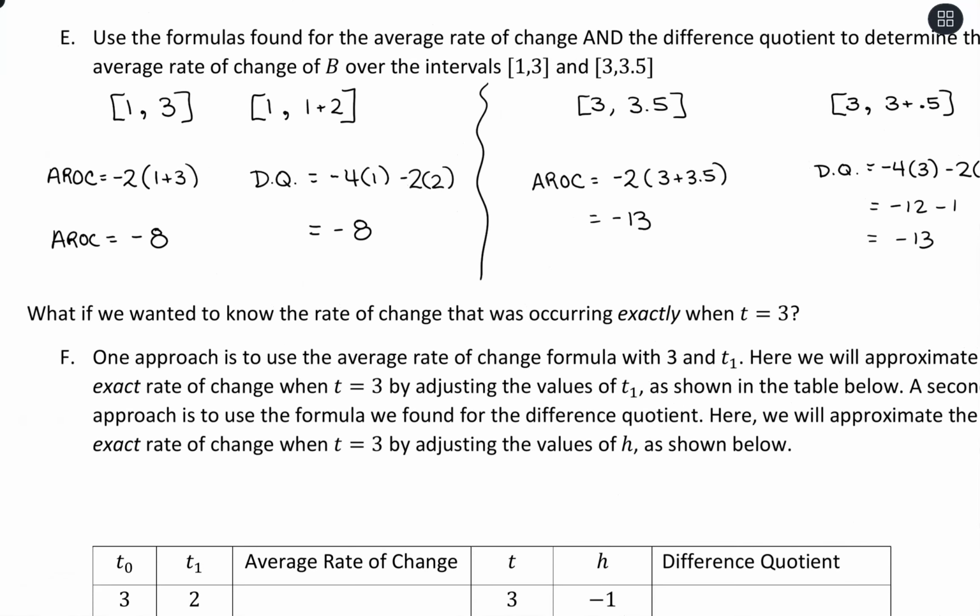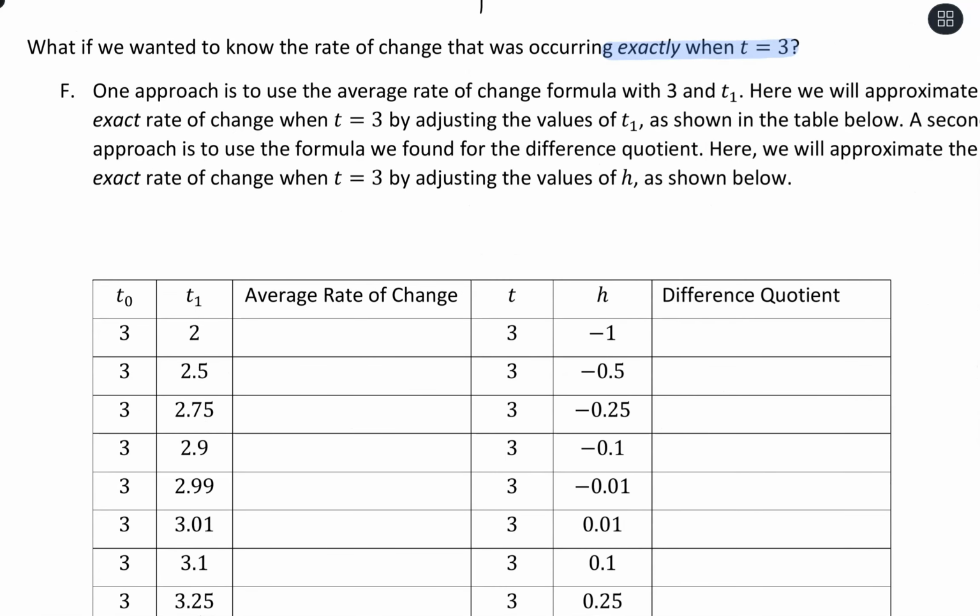So let's think of this idea of what rate of change is occurring exactly when t equals 3. We're going to see how this compares in terms of average rate of change versus the difference quotient. And, major spoilers here, but we've already kind of seen it. They're going to be the same. We're going to get the same average rate of change.